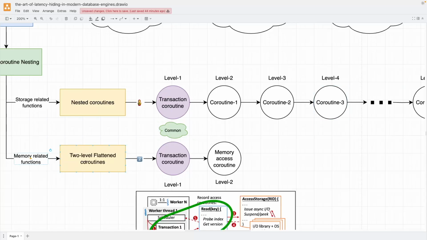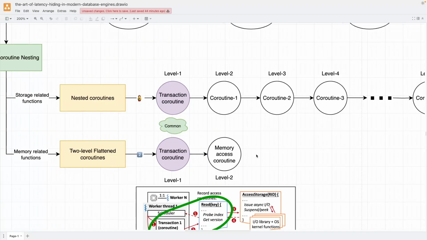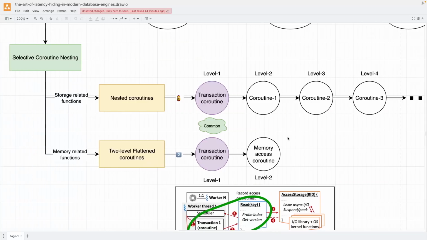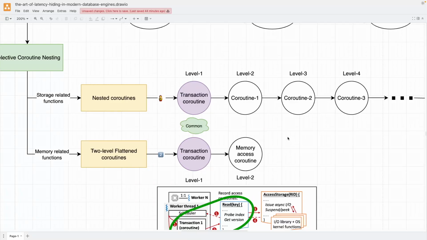But coroutines which access the memory, those you can keep as two levels. You have your transaction accessing the memory coroutine or the memory helper functions. That's it. So this way, you maintain your performance, which is what we want from a database engine, and we keep the code readable, maintainable, all the clean code stuff, right? All the nice stuff that we like as developers from our code. So this is mainly the solution that the authors come up with, and this is how they've even structured their code in the database so that they can keep these two properties maintained.